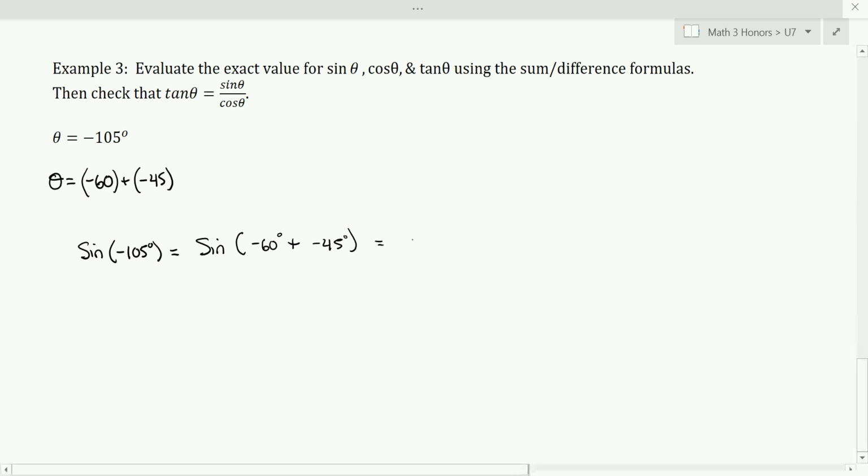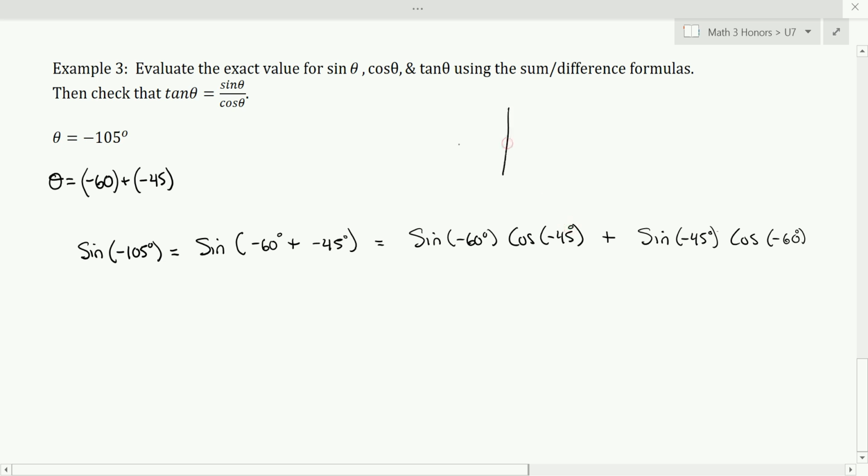And so what would I write? Sine of negative 60 times the cosine of negative 45 plus or minus? Plus. And then I'm going to flop them, right? So I'm going to find the sine of negative 45 and the cosine of negative 60. Okay.